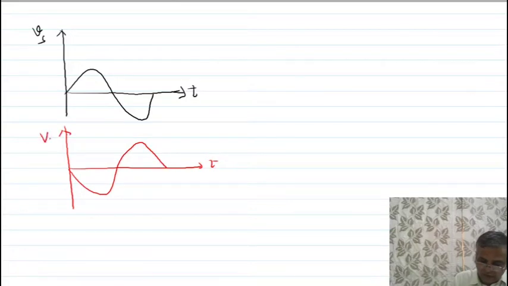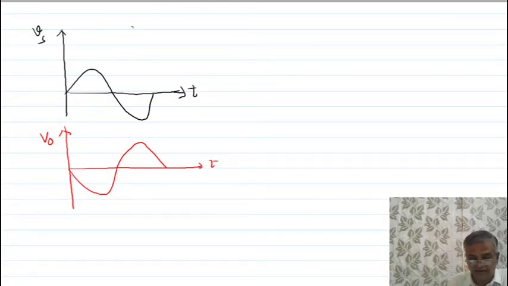This output Vo will be like this. So what does it mean? There is a 180-degree phase shift between input and output voltage for common emitter. For a common emitter. So why am I showing you?